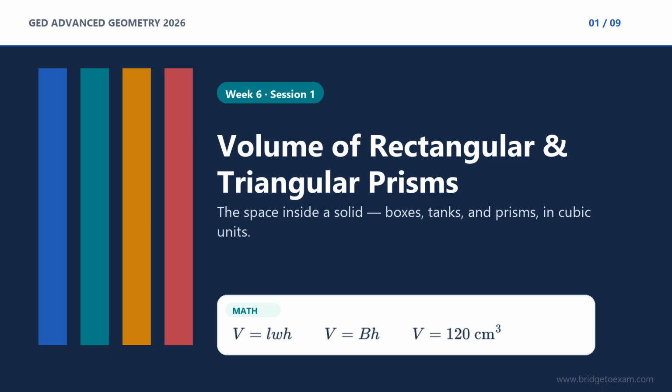Today we begin volume. Volume measures the amount of space inside a three-dimensional object, how much a box, a tank, or a container can hold. On the GED, this shows up as storage, concrete, shipping, and capacity. We will master two solids today, the rectangular prism and the triangular prism.